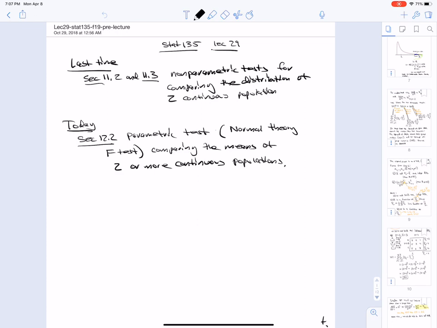Today we're going to go back to parametric tests, and this is in Chapter 12, normal theory, the F-test, and we're comparing the means of two or more continuous populations. So this is a generalization of the parametric tests in Chapter 11, namely the t-test.